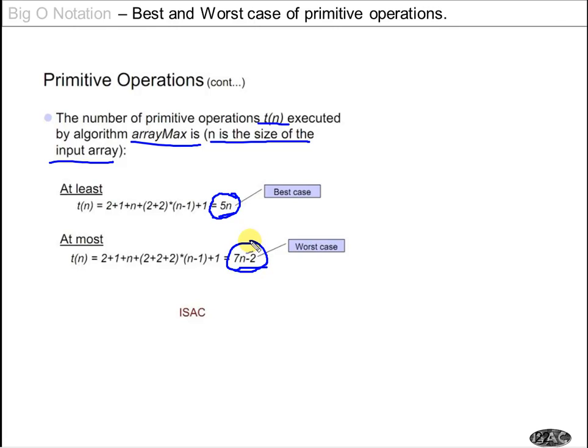Is it clear? Let me just repeat. Total number of primitive operations for a given input of size n is 5n in the best case. In the worst case, for a given input of size n, it will be 7n minus 2 in this algorithm. Every algorithm will have a different number of primitive operations for a given n. In this particular algorithm, it is 5n and 7n minus 2. Okay, now you got it?